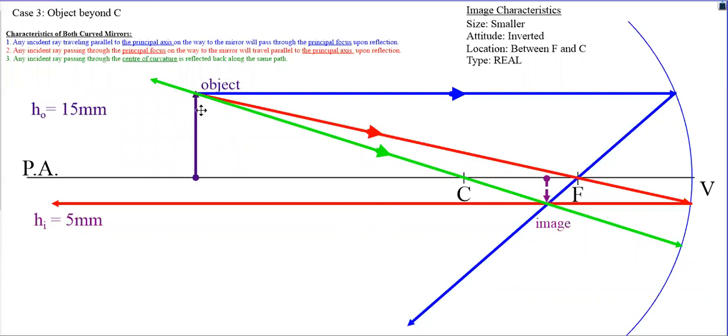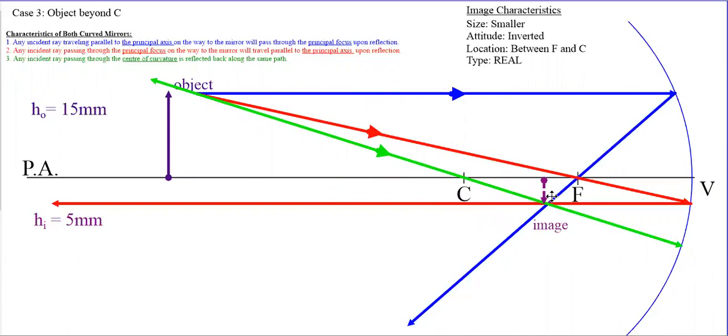We had an object that was beyond C, right? As you move closer towards C, you get closer to case number 2, where the image is going to form at C. The image is going to be larger. Well, in other words, it's going to be the same size as the object. But as you get closer to the mirror, the image moves further from the mirror.